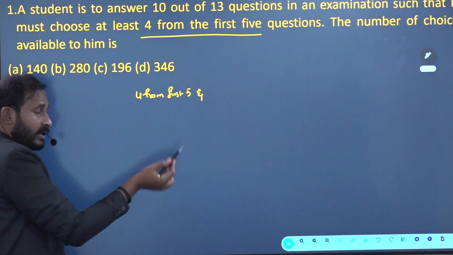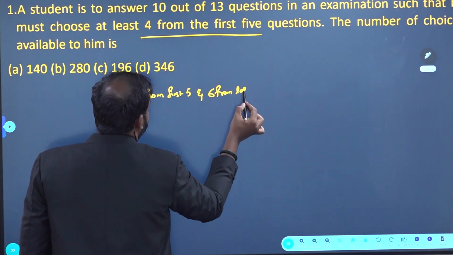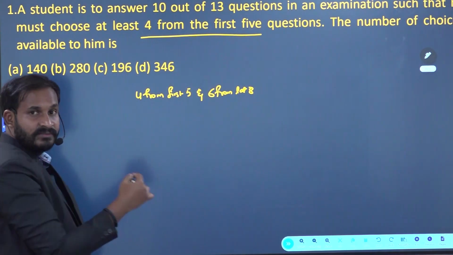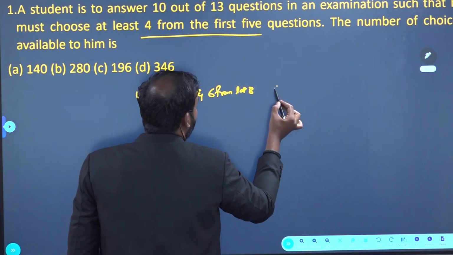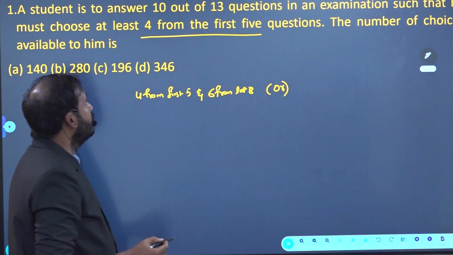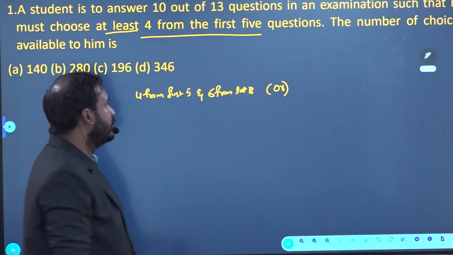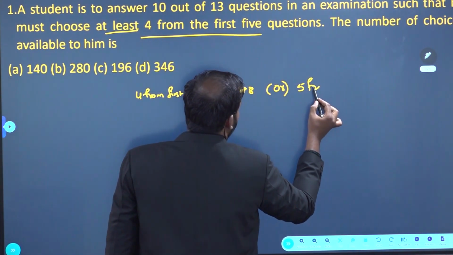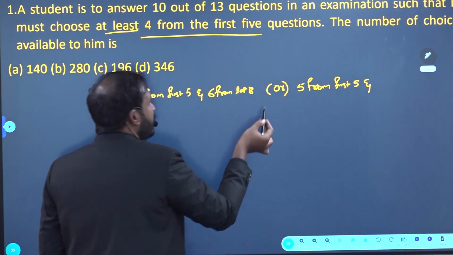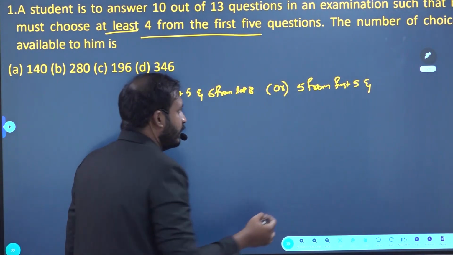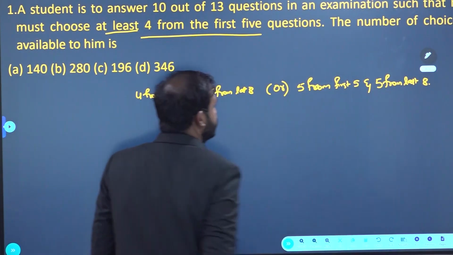And the remaining 6 he should attempt from the last 8. Am I correct? Why? Because out of 13, the first 5 are removed, so the remaining are 8. So 4 from the first 5 and 6 from the last 8, or he should attempt 5 from the first 5. Why? Because at least means he can attempt 4 or more. So 5 from the first 5, and out of 10, if I attempt 5, the remaining are 5. 5 from the last 8. I hope you understood this one.